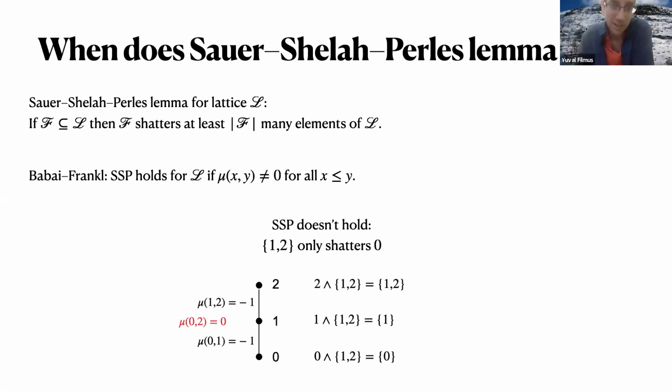In order to check it, we need to take the meet of our family with all the possible elements, with 0, 1, and 2. When we do this, we see that only 0 is shattered. It's all on the screen. And indeed, the Möbius function of this lattice vanishes between 0 and 2. So this does not contradict the Baba-Frankl result, and we have not found a contradiction in mathematics. Now you might conjecture that the SSP lemma holds for a lattice if and only if the Möbius function never vanishes.